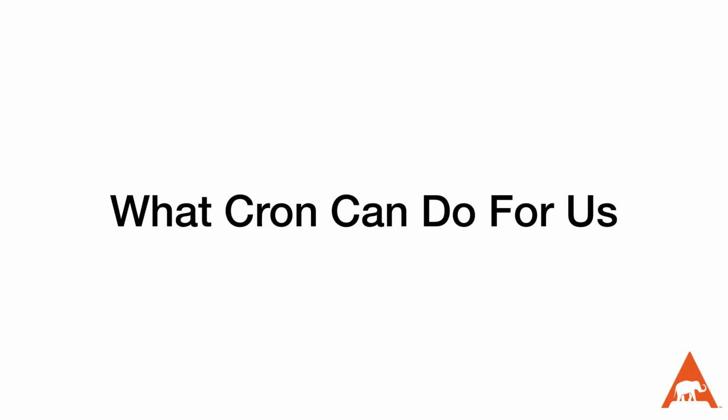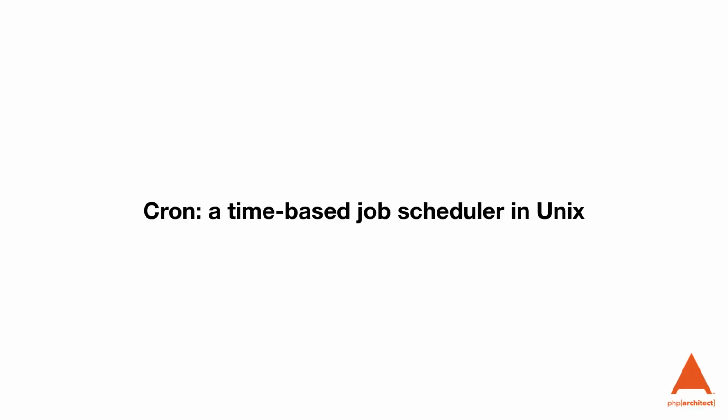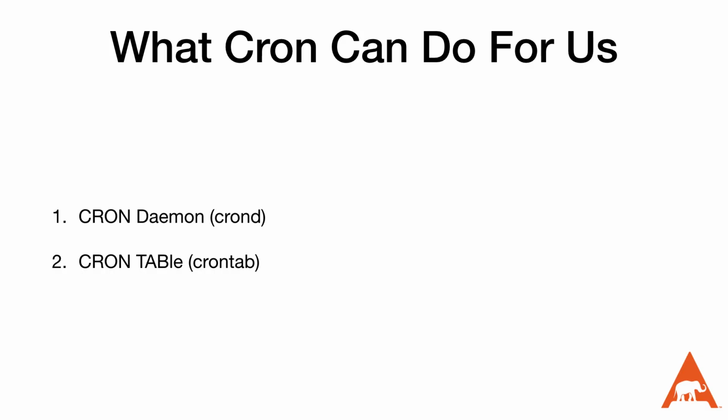In Unix system administration, the cron system is an invaluable tool for scheduling and automating tasks. Cron is a time-based job scheduler for Unix. It allows users to schedule commands or scripts to run at specific times or at intervals. The cron system consists of two main components, the cron daemon and the cron table. The cron daemon runs continuously in the background and executes scheduled tasks, while the cron table contains a list of tasks and their scheduling information.